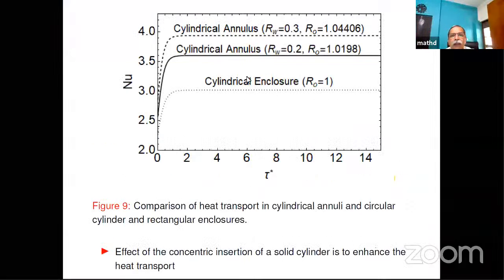Okay, so this is what has been mentioned. So this is a rectangular enclosure. So annulus with 0.2 here, here it is 0.3. So the more and more the curvature, that is the radius, is increased, so you see more heat transfer. Okay, so the effect of the concentric insertion of a solid cylinder is to increase the heat transport.